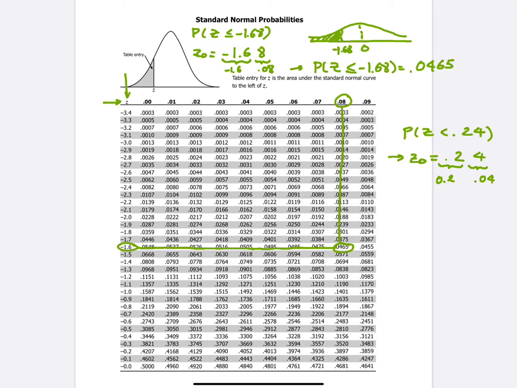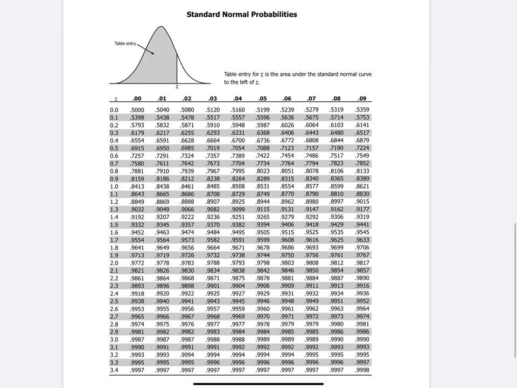So the idea is we want to go to row 0.2, but for this part of the table, it stops at 0.0. So you want to go to the other side of the table. By the way, this table has been uploaded on CourseDen, so you can go to CourseDen and grab a copy of it.